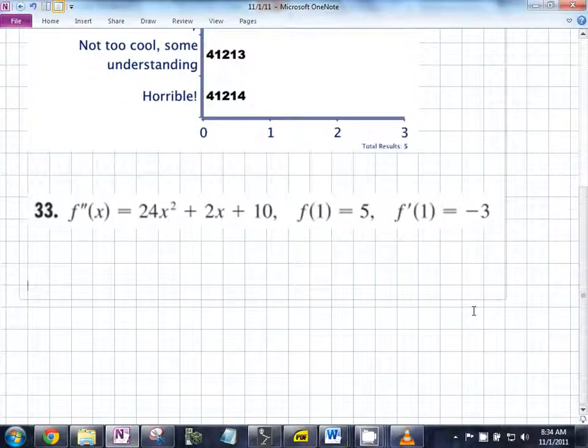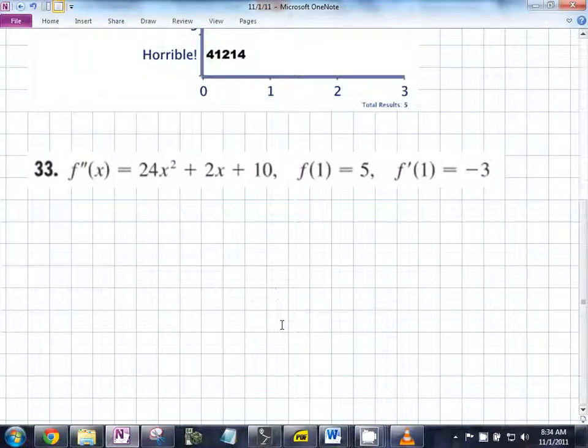So on this one, it gives you the second derivative. You need to find the first derivative, right? Is that better? Okay, so what do you need to do first? Find the first derivative, yeah.